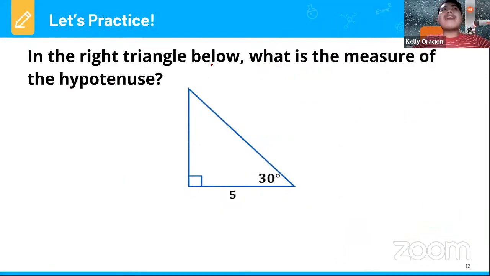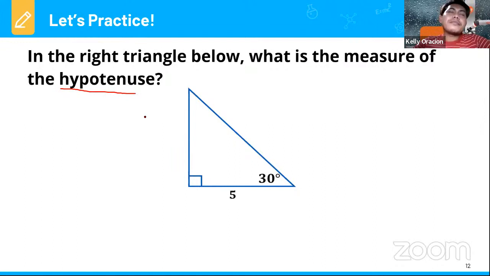Okay, ito. Let's have an example. In the right triangle below, what is the measure of the hypotenuse? Actually, there are different ways on how to solve this one, but I think the instruction here is we are going to find the measure of the hypotenuse, and the process is we are going to use the 6 trigonometric ratios.